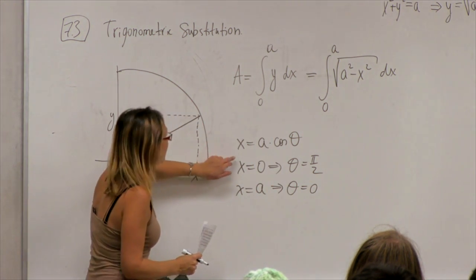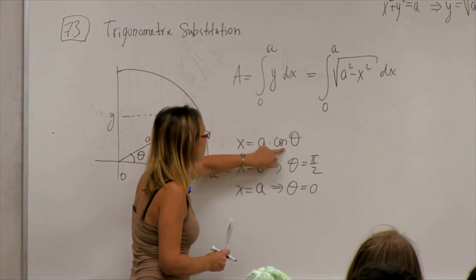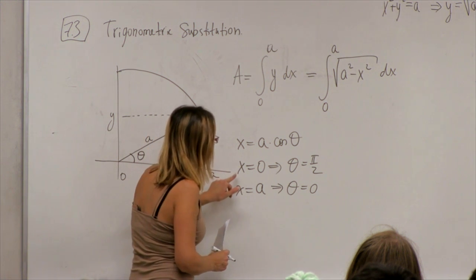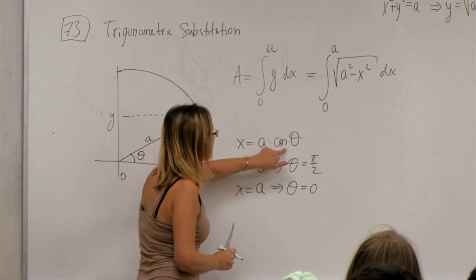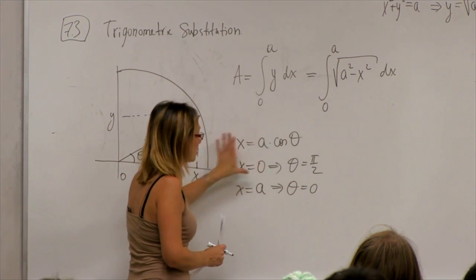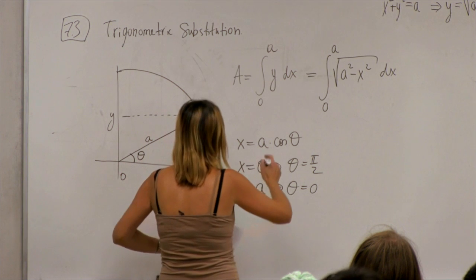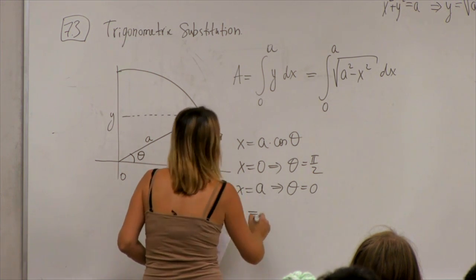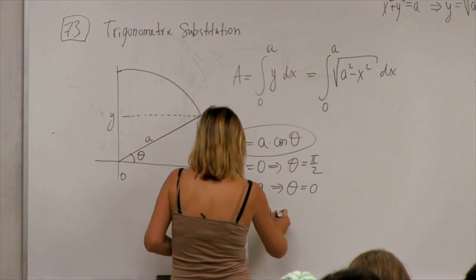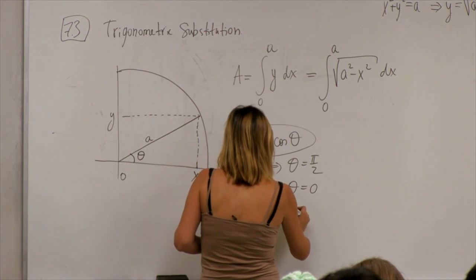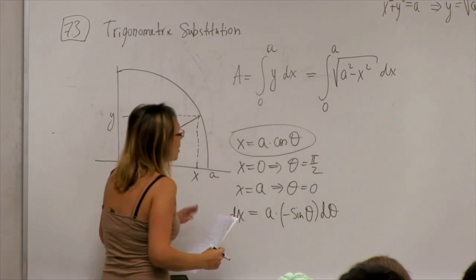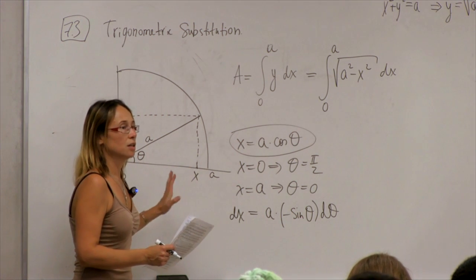You can also check it here. For instance, x equals 0 corresponds to cosine of pi over 2. Cosine of pi over 2 is 0. x equals a corresponds to cosine being equal to 1, which is theta equals 0. So this works. Okay? And finally, I want to calculate dx, the differential. So I have to differentiate both sides of this equation. So I have a times minus sine theta d theta. And now I'm going to try and rewrite this whole thing in terms of theta.